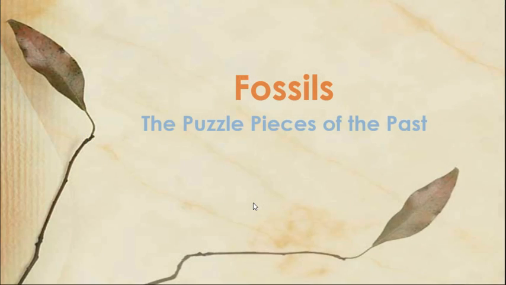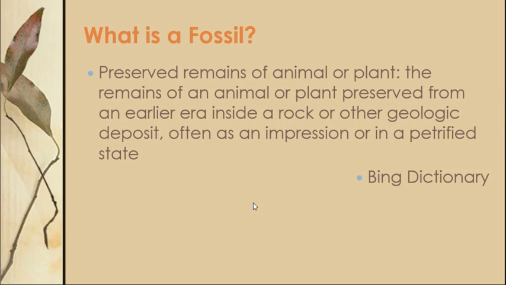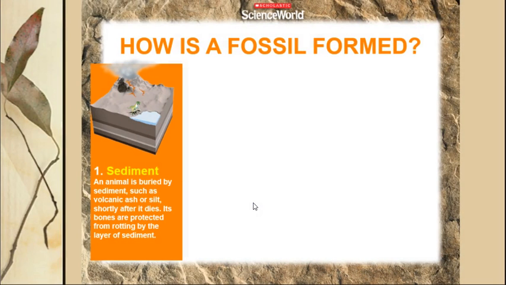Right? Now, how do we know all of this stuff? I really quickly want to talk about fossils. Fossils are a puzzle piece of the past. It's a preserved remain of an animal or plant, and it's going to be from an earlier era. It's oftentimes an impression or in a petrified state, and that simply means that it's a geologic formation, like a rock. So whatever the living thing is replaced through mineralization and becomes a rock, or it leaves an impression as it decomposes. Right? So how is a fossil formed?